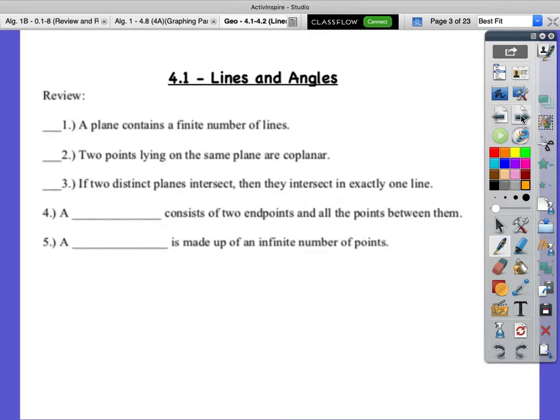So, geometry, Monday, the 18th of this fine month of November. Discuss tests. We did that. SWBA, students will be able to identify relationships between lines and angles. Section 4.1, okay? I'm going to do section 4.1 here.